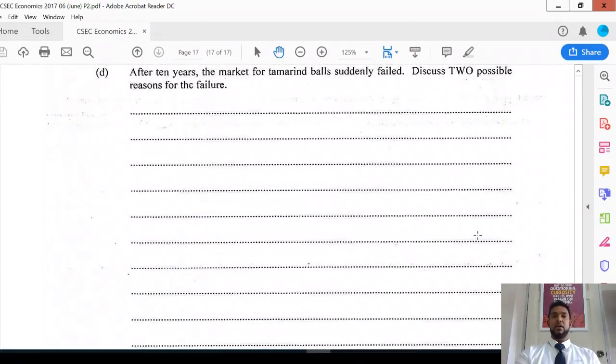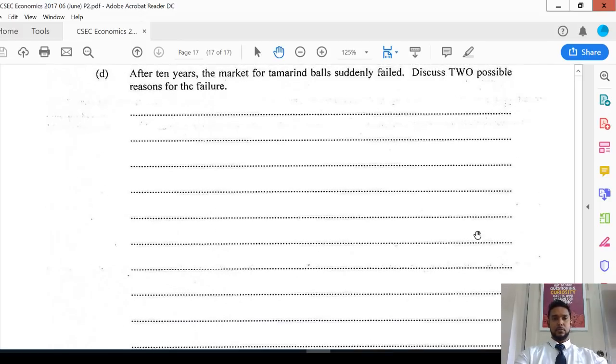After 10 years, the market for tamarind balls suddenly failed. Discuss 2 possible reasons for the failure. Okay, so market failure. There are substitutes. Hold on. When a market fails, what does that mean? It means it's in disequilibrium, not so? And if it's in disequilibrium, demand is unequal to supply. Right. So what would cause demand not to be equal to supply?